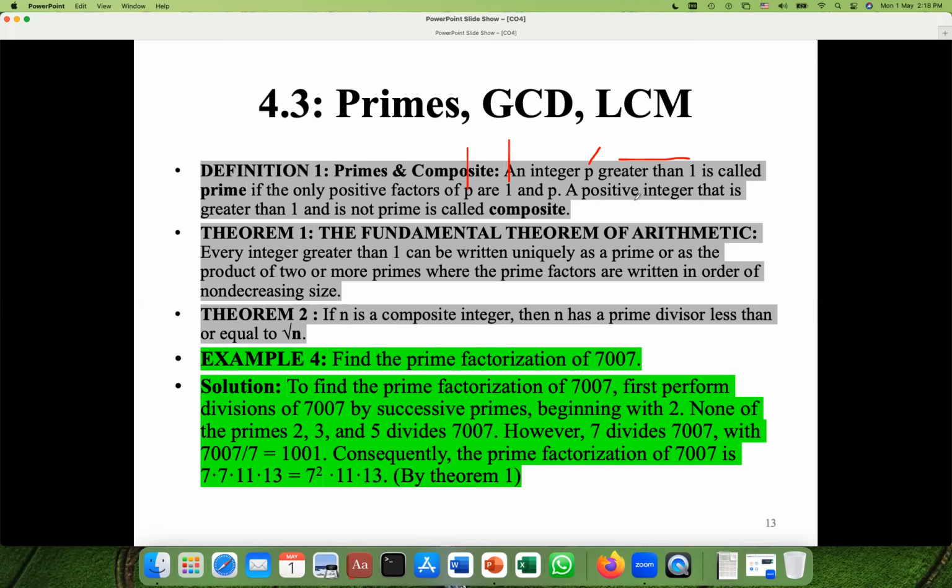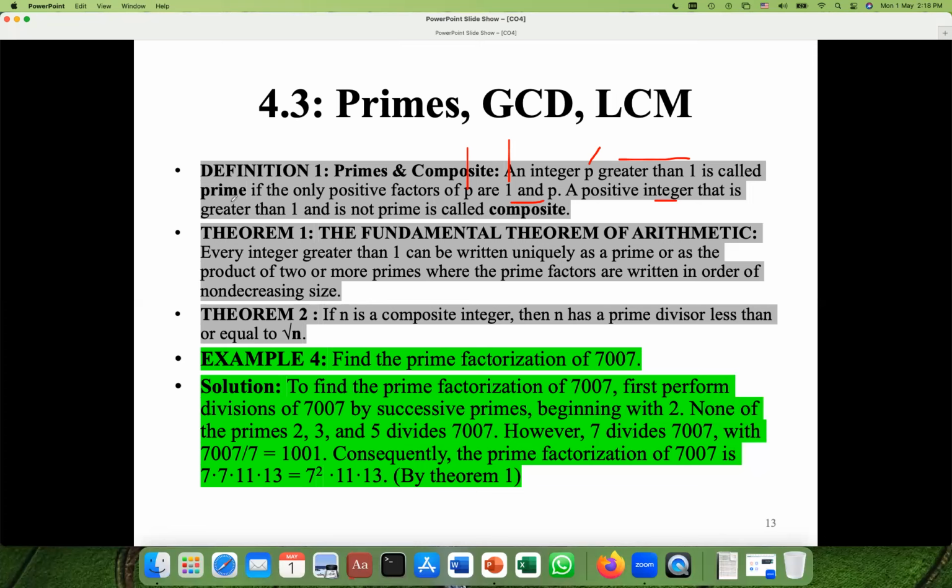And if you are given some integer p that is greater than 1, and you are finding whether that number is prime or not, and if that number is not prime, then that number is called composite. So this is the definition of prime. The opposite of prime is composite.